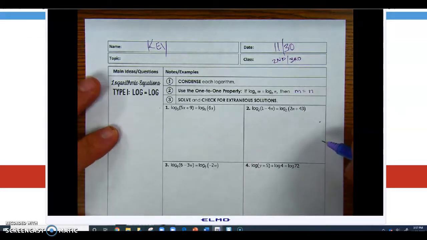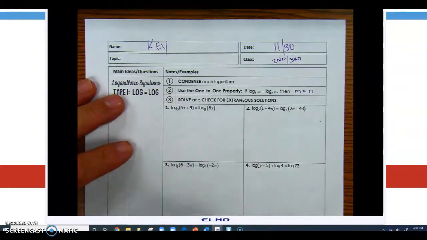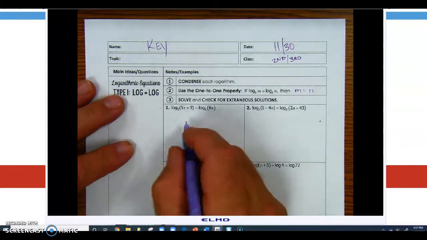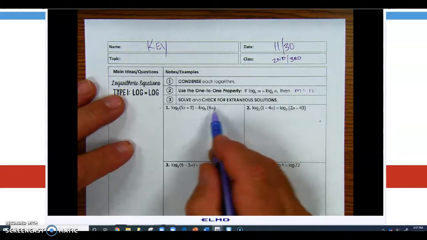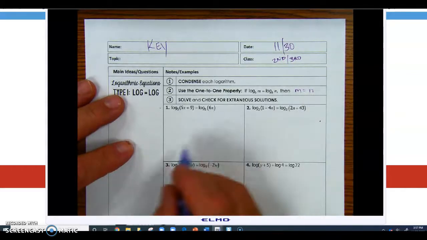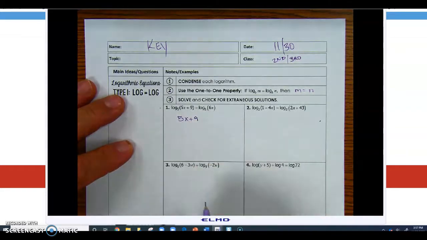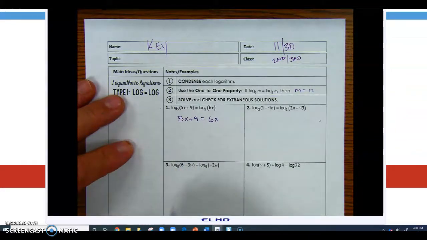Okay? All right, so there's nothing to condense in this logarithm. They're already condensed. You got a single log over here and a single log over here with the same base. So 5x plus 9, that's your M, and 6x, that's your N. So just drop the logs, and you get 5x plus 9 equals 6x.